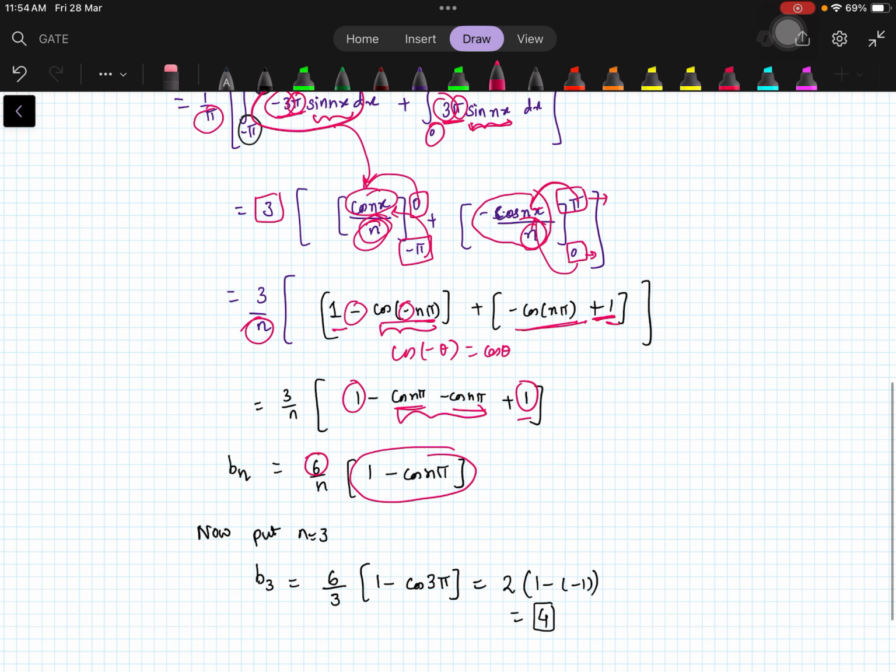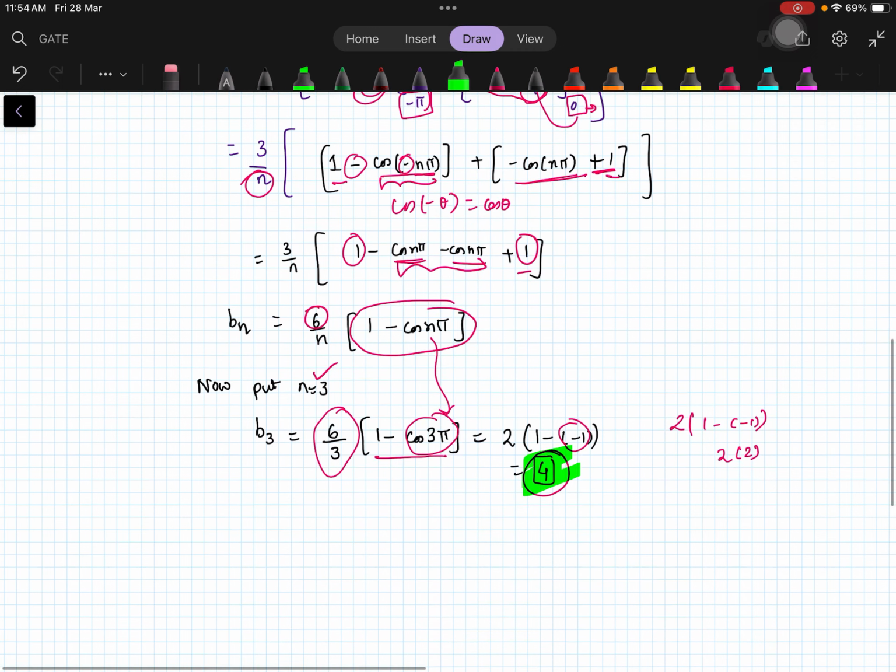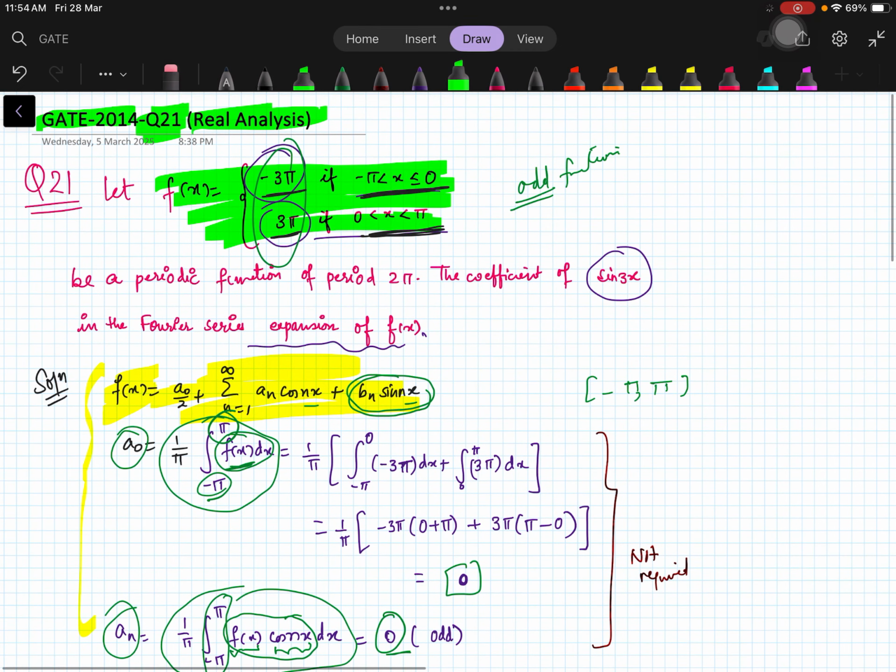Right. Now because we are interested in 3, n equal to 3, so I'll just insert n is equal to 3. So this is 6 by 3, 1 minus cos 3 pi. Cos 3 pi is minus 1. So we'll get 2 into 1 minus minus 1. So that is 2 into 2, that is 4. So the answer to this particular problem is 4. Okay. So we are going to write the answer as 4.